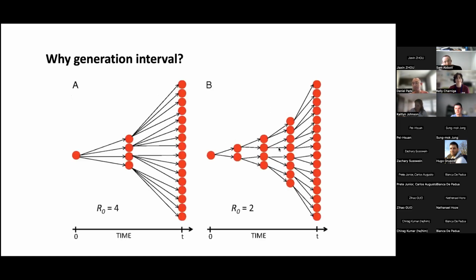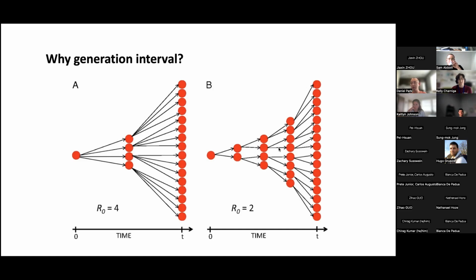And why do we care about generation interval? Because it allows us to link growth rate to R naught, the basic reproduction number. For example, here we have two epidemic processes which are doubling at the same rate at the population level. If we're looking at population time series, you probably can't tell the difference between the two. But on the left-hand side, we have a much longer generation interval that's double the epidemic on the right side. Since it takes longer to infect someone, your R naught has to be much larger to make an epidemic that grows at the same rate.